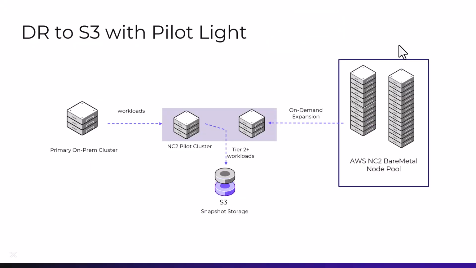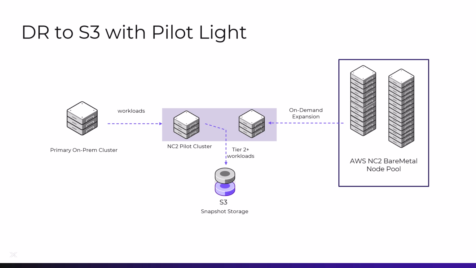Our primary cluster is replicating tier one workloads directly to the NC2 pilot light cluster for fast recovery time objectives. That pilot light cluster could also be using remote EBS attached storage to provide more capacity for those use cases. And now in 6.8.1, we have the ability to also send Nutanix snapshots directly to S3. So now you have a way of optimizing the cost for your DR workloads.